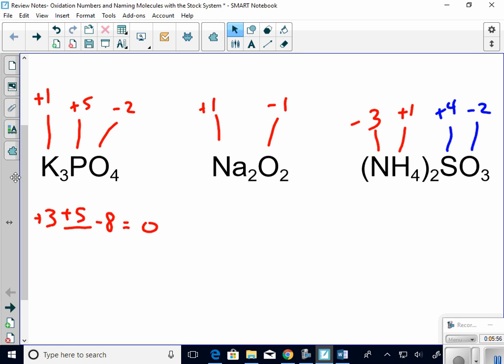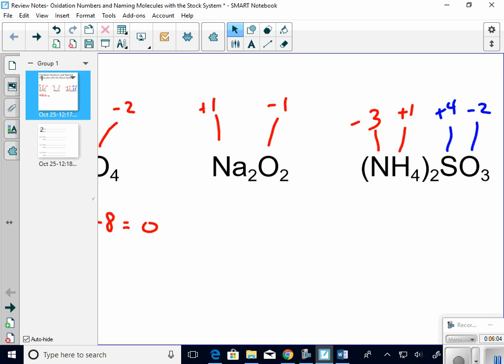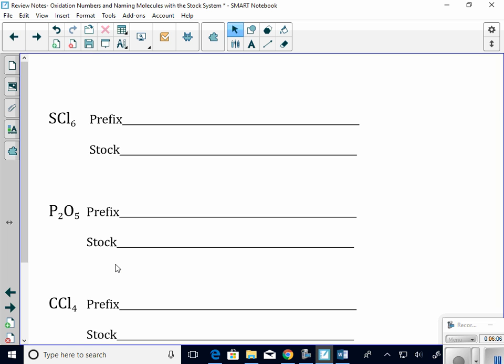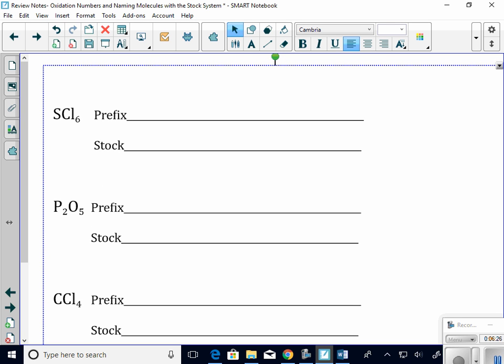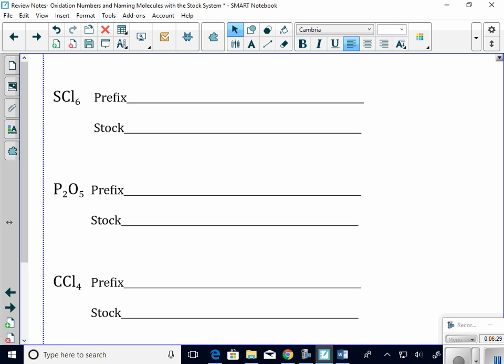Helped us determine which Roman numeral to put. We did that with metals. Now today, we are going to learn a second way to name binary molecular compounds, and that is using the stock system. I have the very top one, and I'll give you a second. Write these 3 down here, first of all, in your notes.